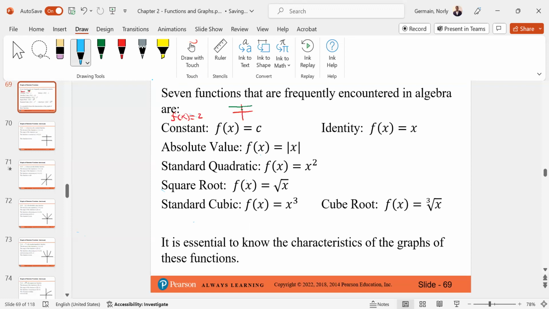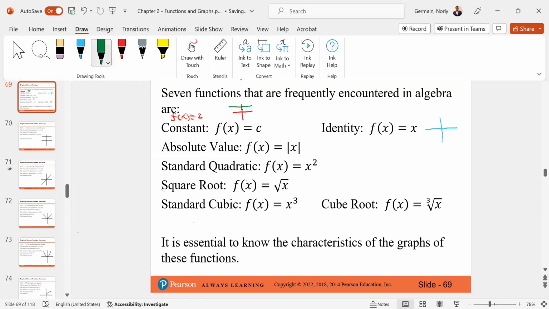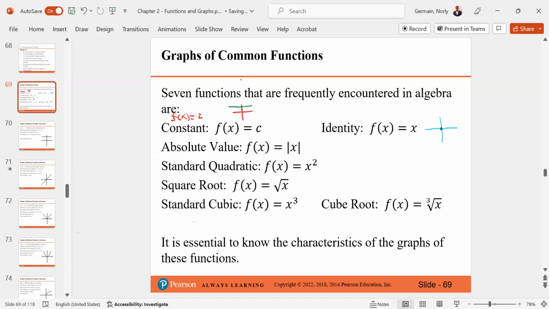The same thing for the identity function. You see the identity is f of x equals x. If you try to graph f of x equals x, what happens? You can even construct a small table. If x is 0, y is 0. If x is 1, y would be 1. If x is negative 1, y would be negative 1. So we see the graph goes through the origin. For the identity function, the domain and the range are all real numbers.